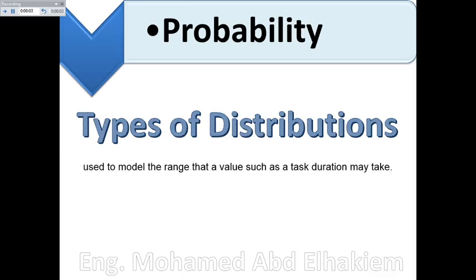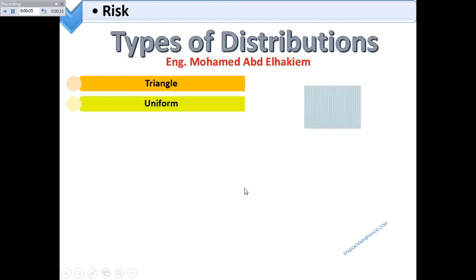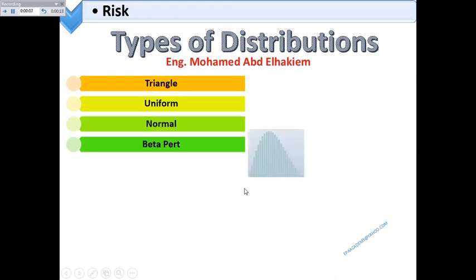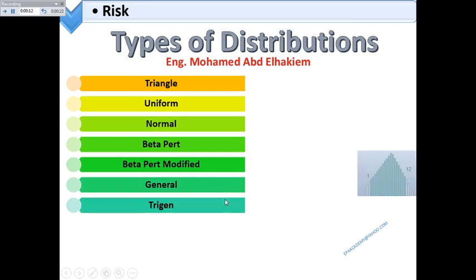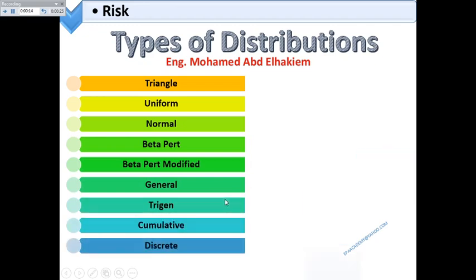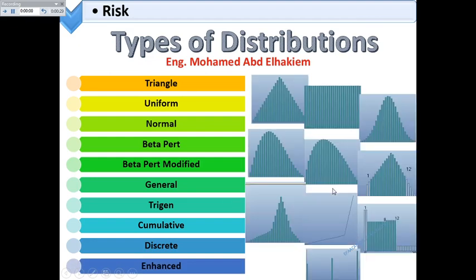Probability, types of distribution. There are several probability distribution types used in risk analysis. The most common probability distribution types are triangle, uniform, normal, beta-pert, beta-pert modified, general, Trigen, cumulative, discrete, enhanced. In this lecture, we will discuss how the Primavera risk analysis software generates these distributions.